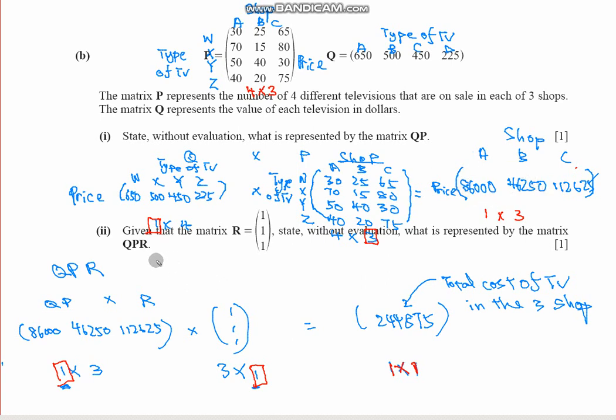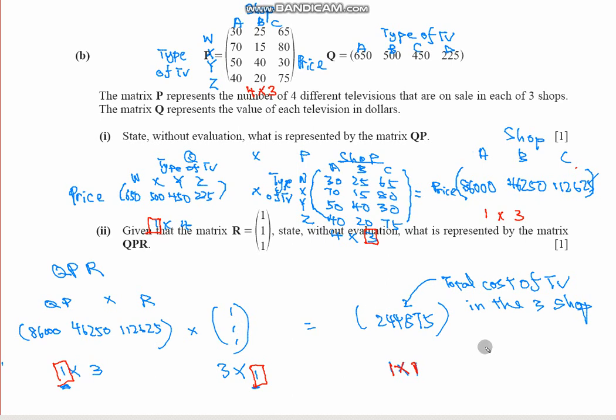Now the next one is asking what is represented by QPR. QPR is Q times P times R, but QP we already worked out. This is the total cost of TV in each of the shops, shop A, shop B, shop C. Now if I multiply by R, which is 1, 1, 1, let's look at the order. 1 times 3 is 3 times 1. Finally, what I get is 1 times 1. So this is basically 8600 times 1 plus 4625 times 1 plus 11265 times 1.